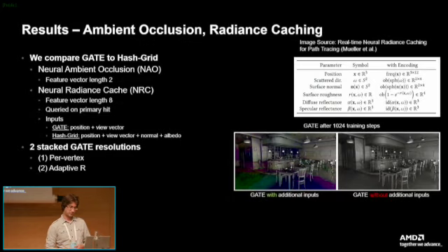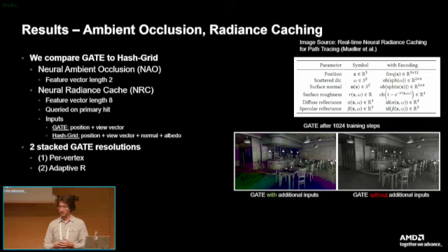So let's get to the results. We have used this for 2 different algorithms. Neural ambient occlusion, a super simple thing, we have used a feature vector of length 2. So our input encoding does the encoding from 3D space to 2D space, so it's not actually embedding to a higher dimensional space, but a lower one. For NRC, we found we need to have more features per feature vector, so the length is 8.